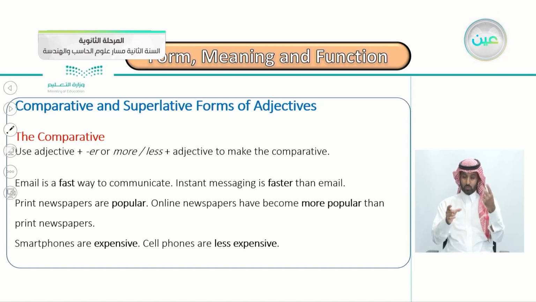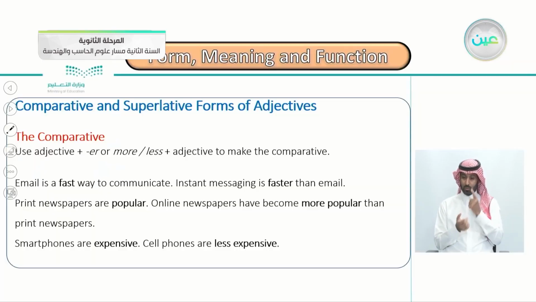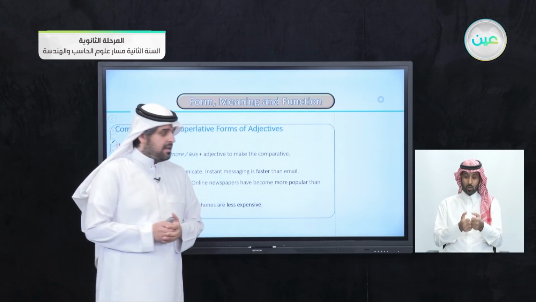Here's the first example. Email is a fast way to communicate. The adjective here is the word fast. Instant messaging, like we use today, chatting, is faster than email. So what are we comparing here? Yes, we are comparing email and instant messaging.